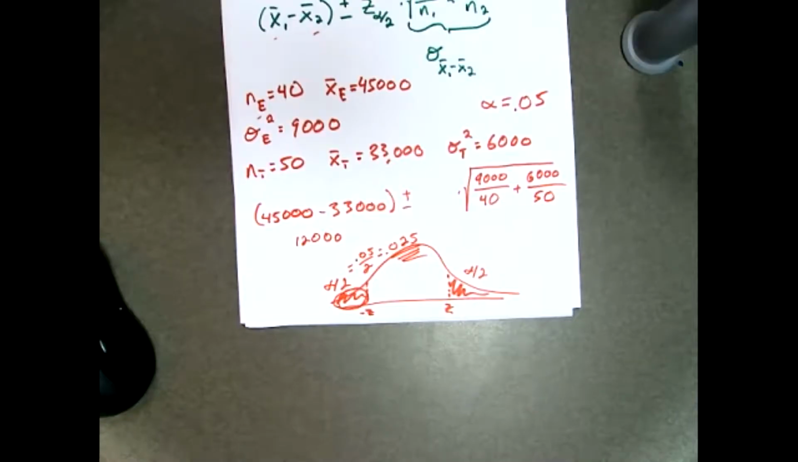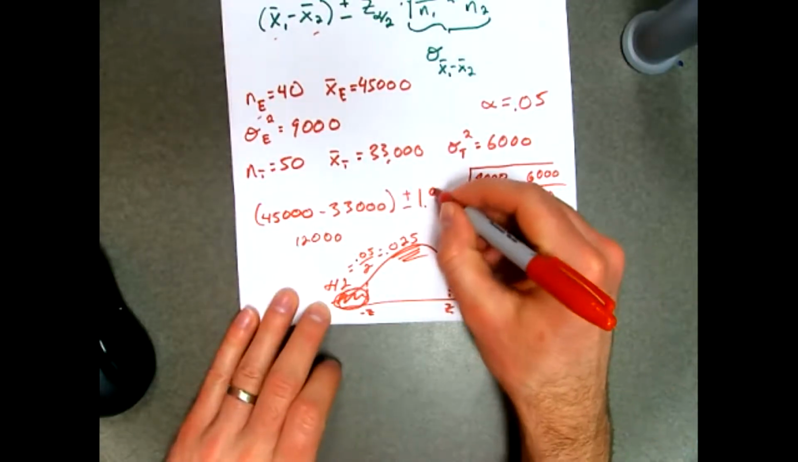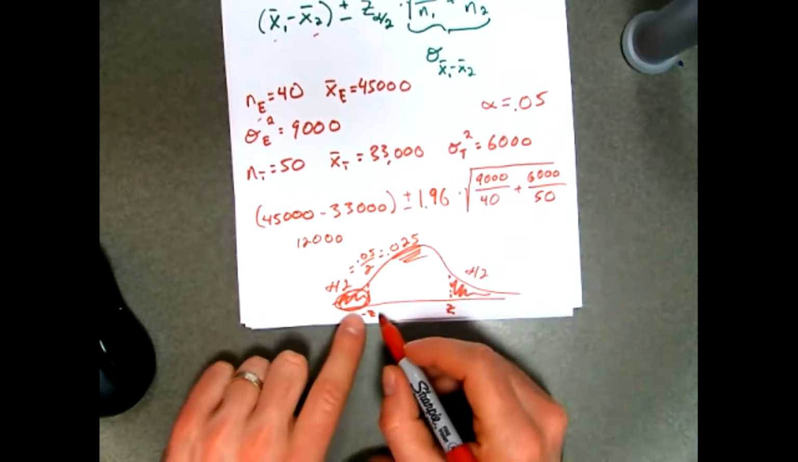Hopefully we're used to that process. We've been looking at these z values quite a bit. We had the old confidence intervals. It's the same method. Now I found negative 1.96.